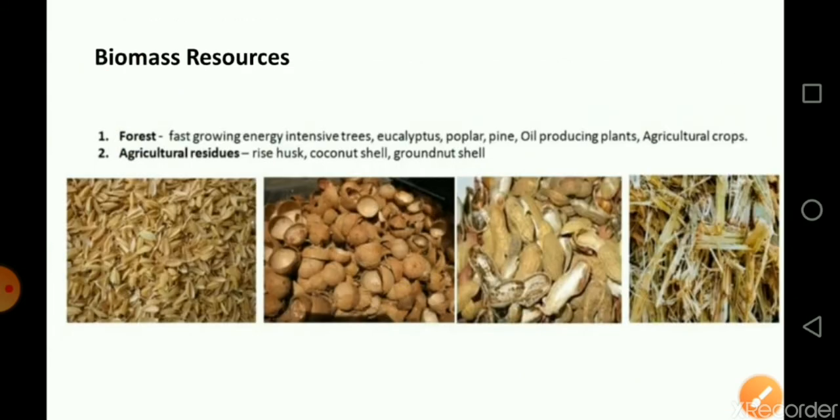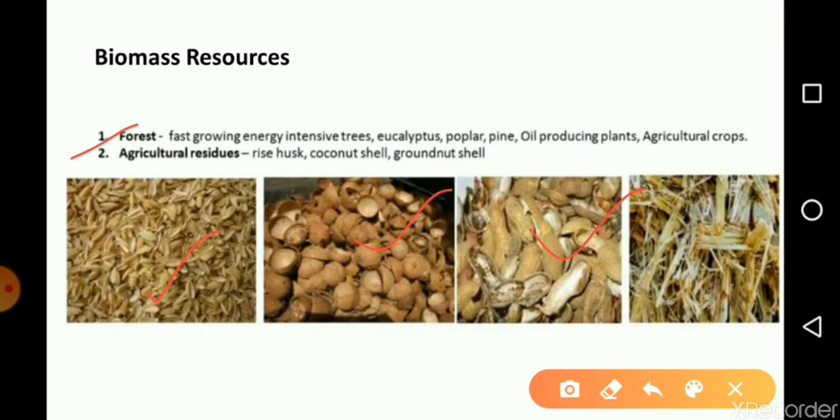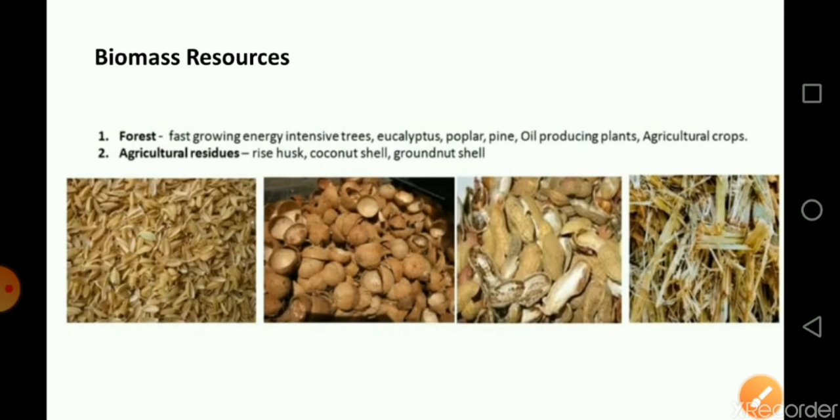The second is the agricultural residues. The diagram represented here consists of rice husk, then coconut shell, groundnut shell, and the bagasse, which is obtained after the crushing of the sugar in the sugar industries. So this is another resource of this particular biomass.